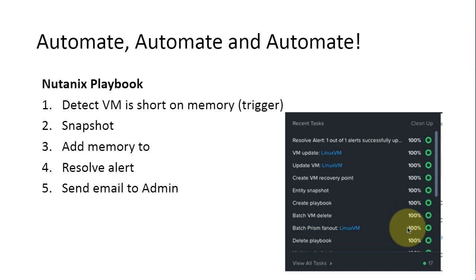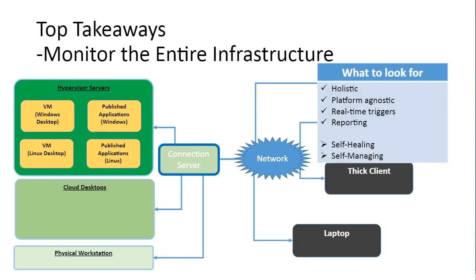They have a sample there where a VM is starved for memory, sets off a trigger, takes a snapshot of the machine, adds memory to the virtual desktop, and then resolves the alert. We just don't have enough people to do this manually, so whenever you can automate, you really need to. We just have too many users and not enough admins out there.